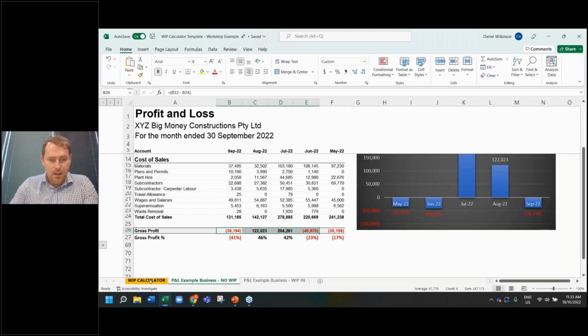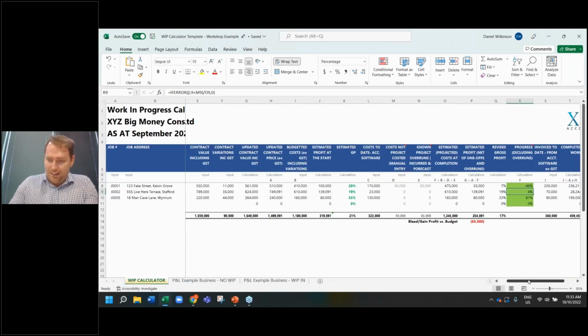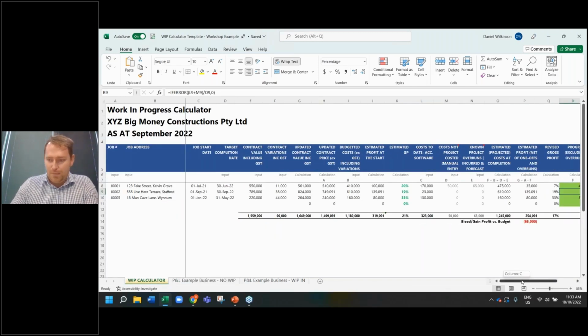The WIP calculator, there are a lot of numbers in here, but definitely don't be daunted by it. It's pretty simple overall, but it relies on a fair bit of data hygiene as well, to make sure the numbers in here are tight and accurate. This template's available on the website. Definitely have a crack at it. More than happy to have a look at it, guys, too.